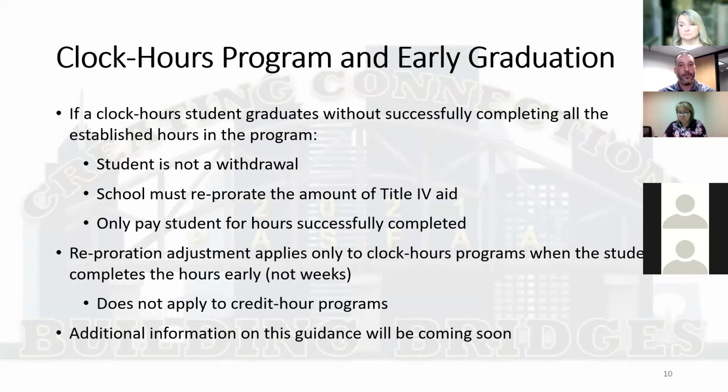Reproration just applies to only the clock hour programs when a student completes the hours early, not the weeks. Remember that, very important. It's when the student completes the hours early, not the weeks. It does not apply to credit hour programs.